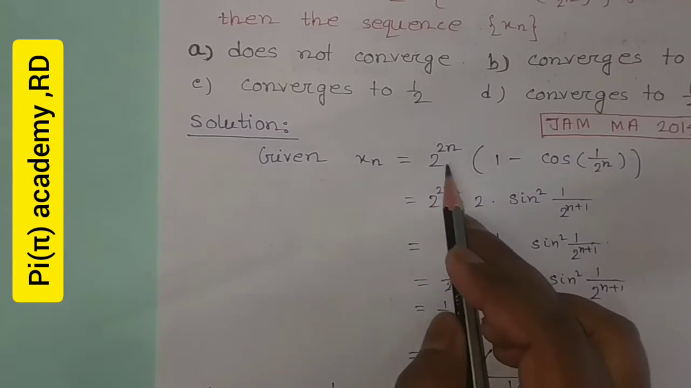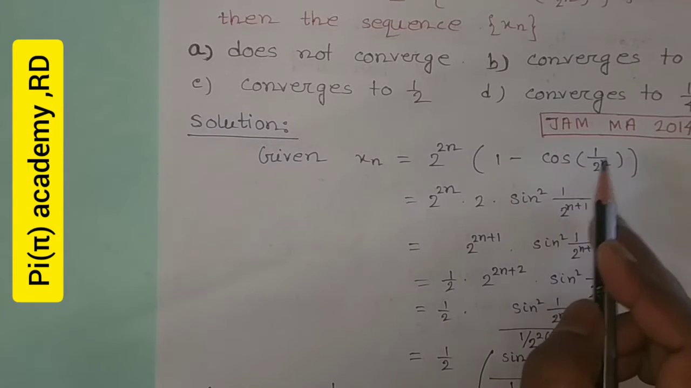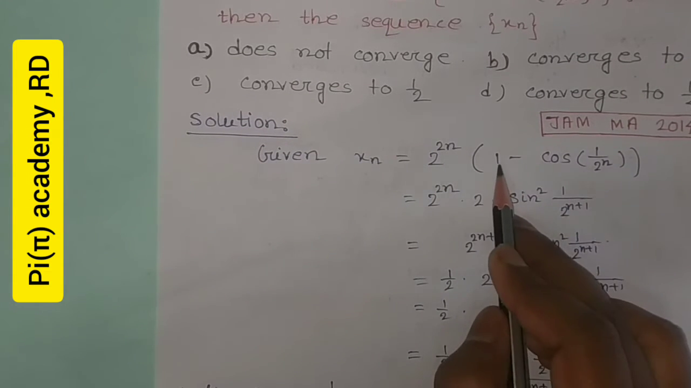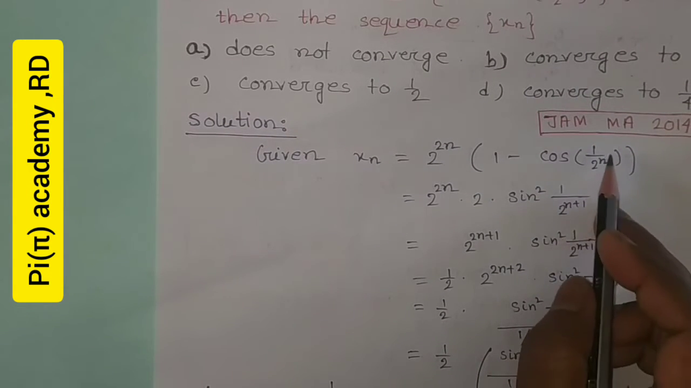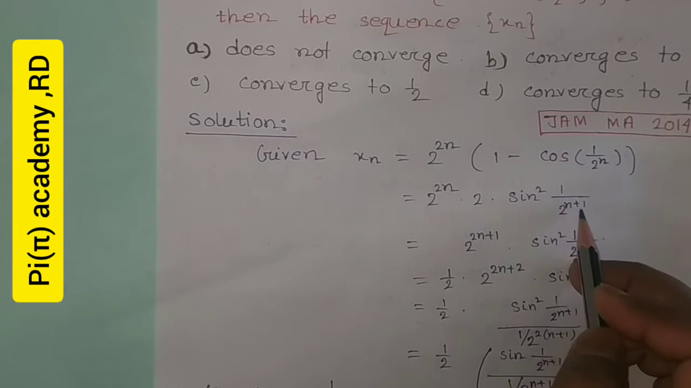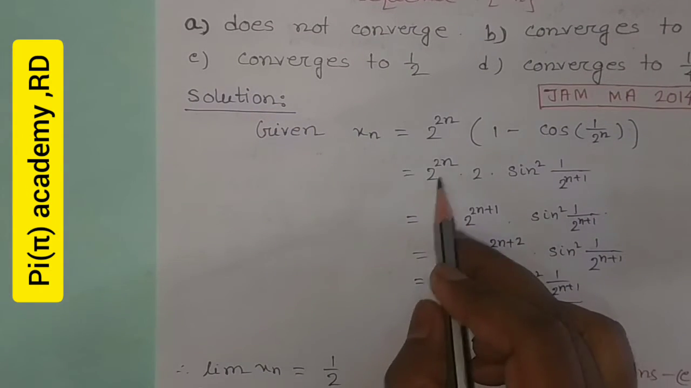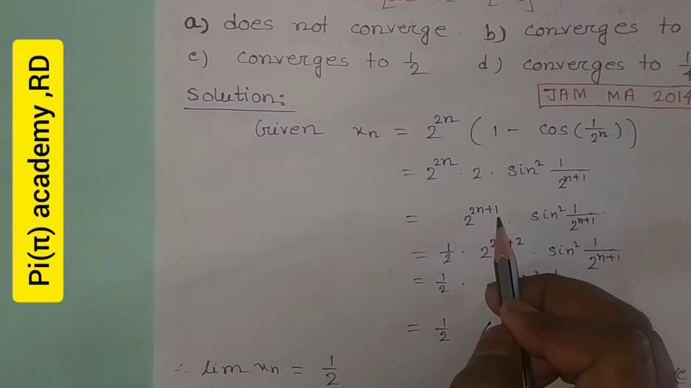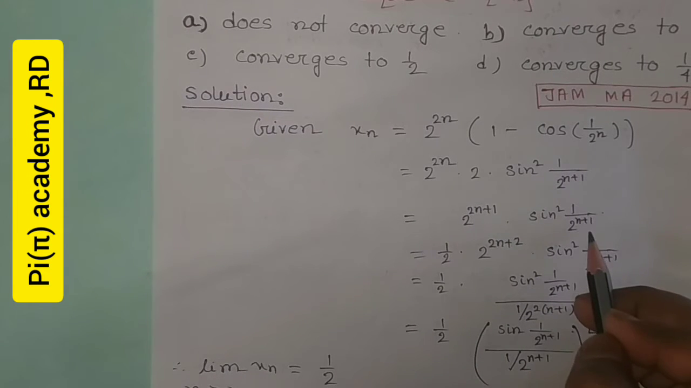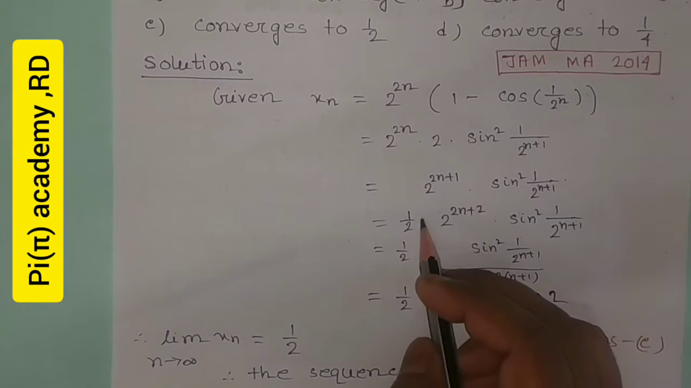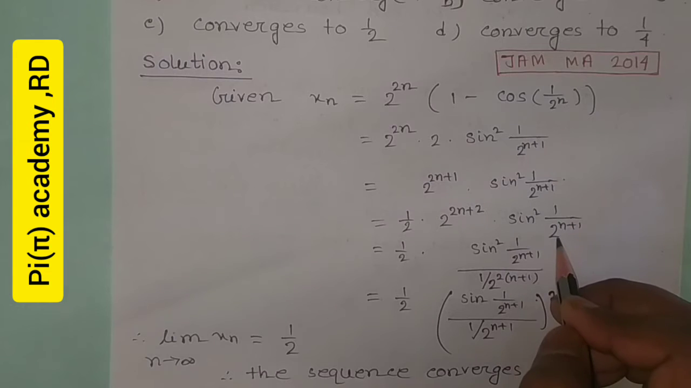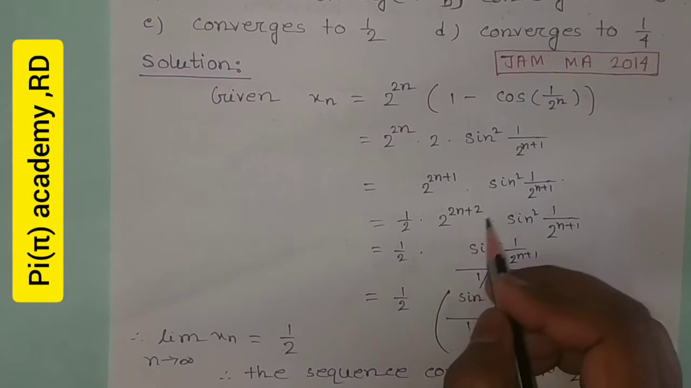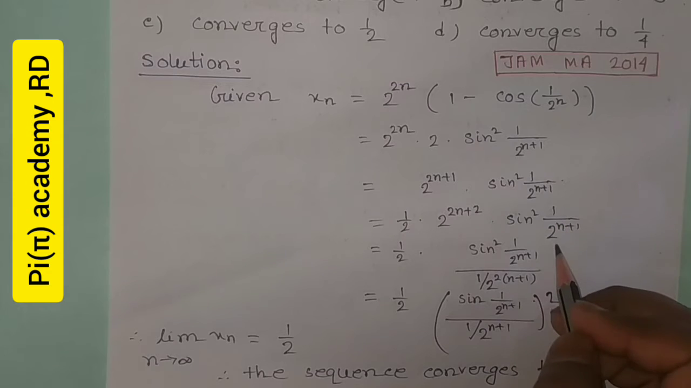that xn equals 2 to the power 2n times (1 minus cos 1 by 2 to the power n), we know that 1 minus cos theta equals 2 sin square theta by 2. Therefore 1 by 2 to the power n by 2 equals 1 by 2 to the power n plus 1. Therefore 2 to the power 2n into 2, that is 2 to the power 2n plus 1, and sin square 1 by 2 to the power n plus 1.